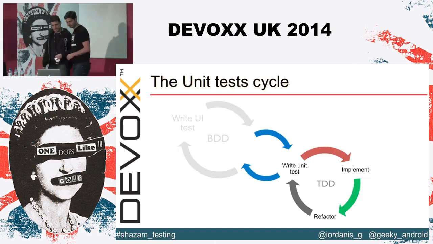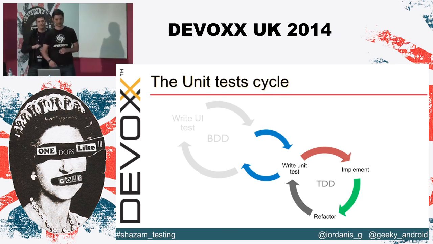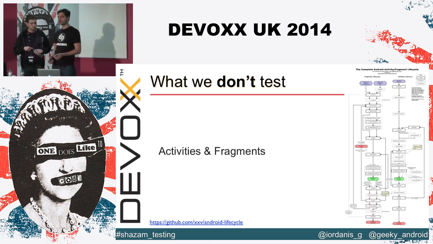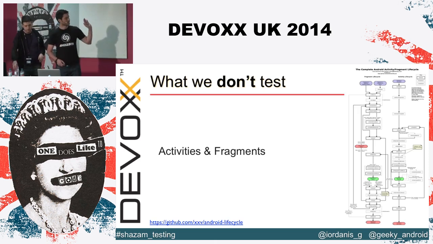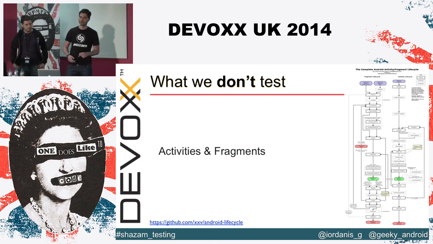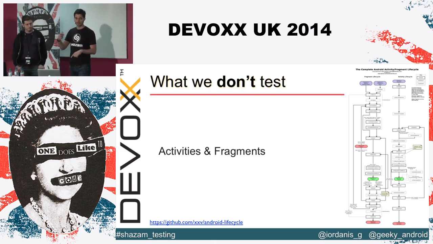So I showed you the diagram before, and I may have cheated a bit because I hid those two blue arrows. I'm going to go ahead and explain what those are, explaining what parts of the system we're not testing. You don't need to read the diagram on the right-hand side, but it's actually a very complicated diagram about what the callbacks of the system are to your application, depending on the different states of activities.